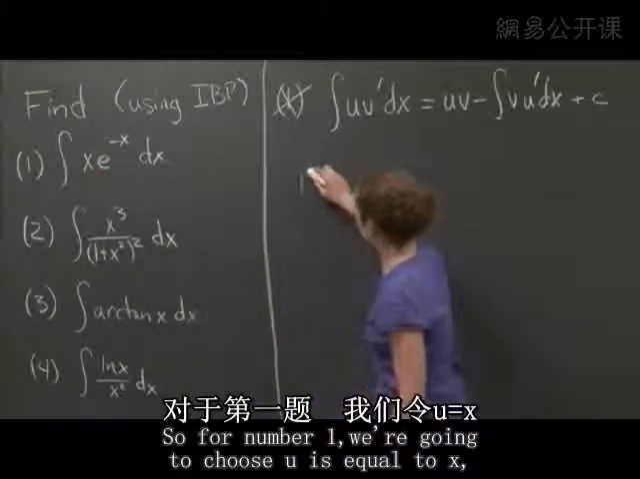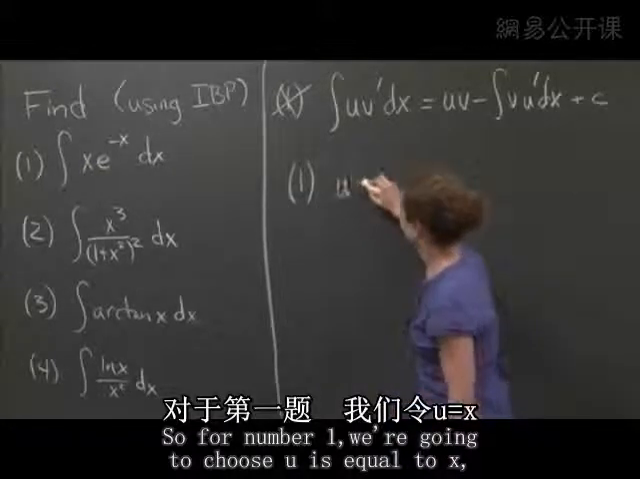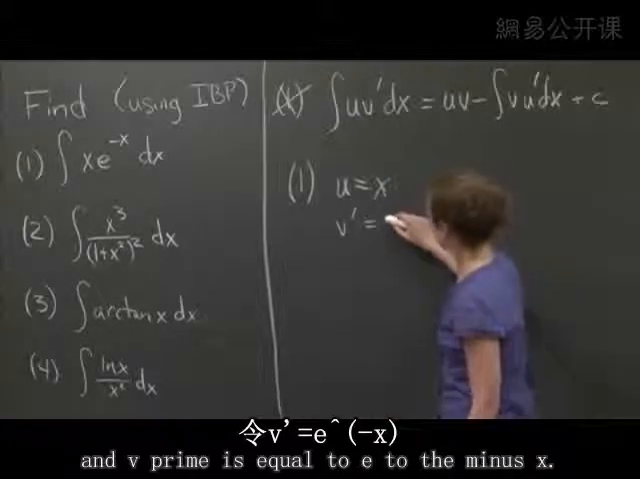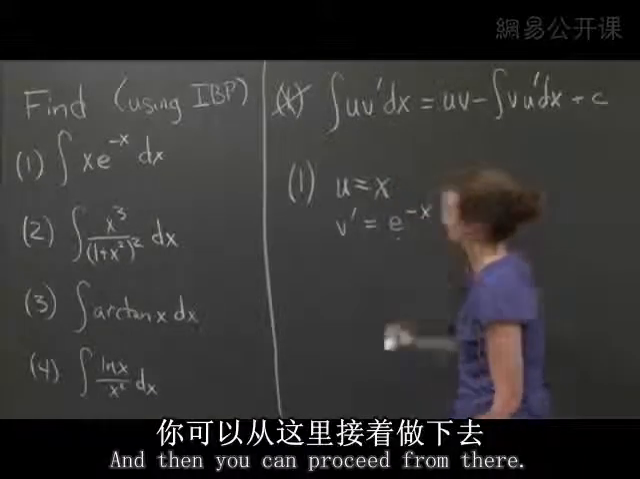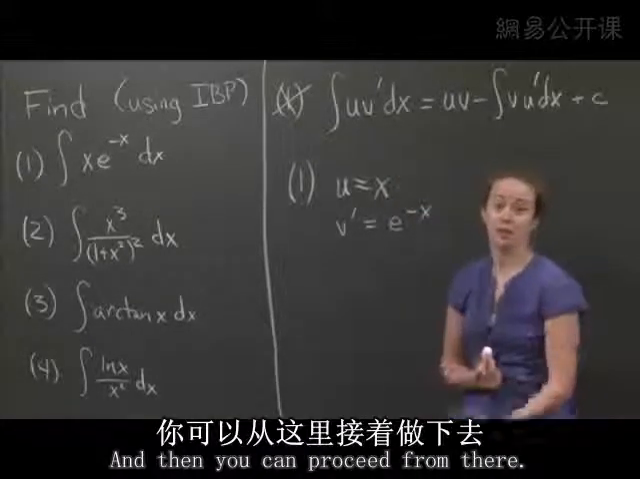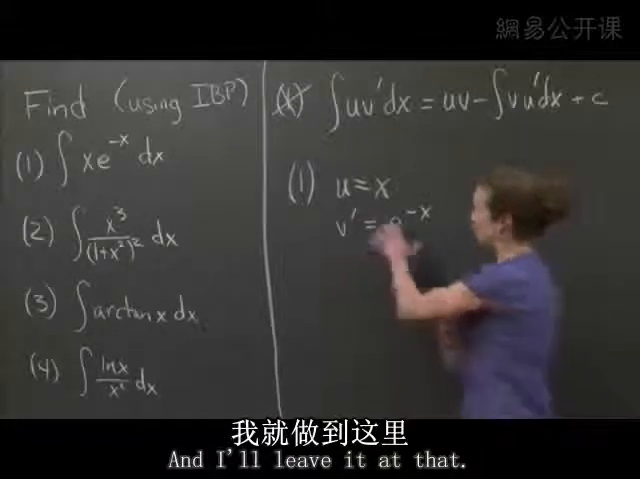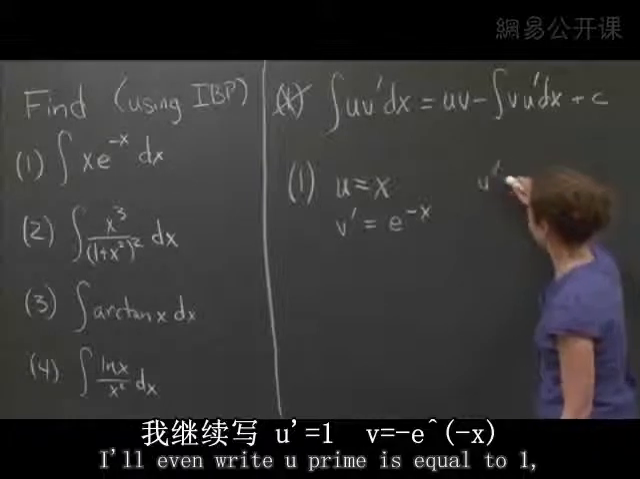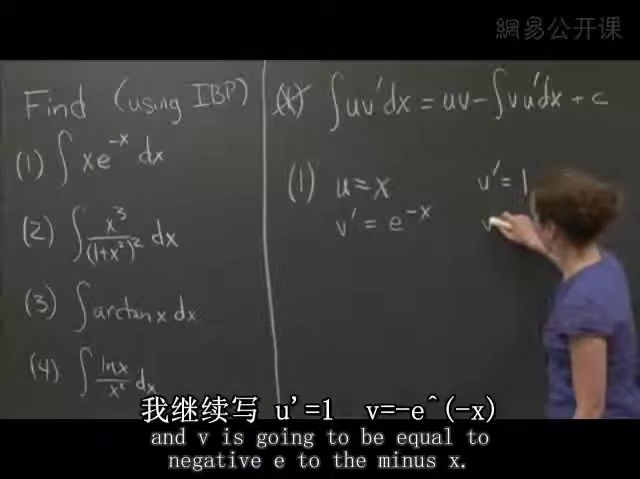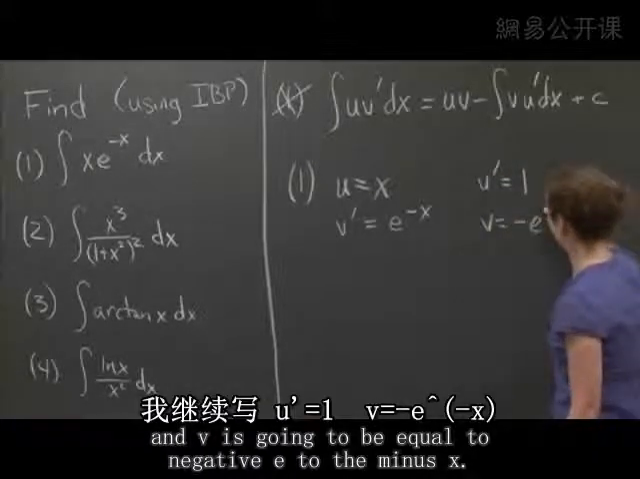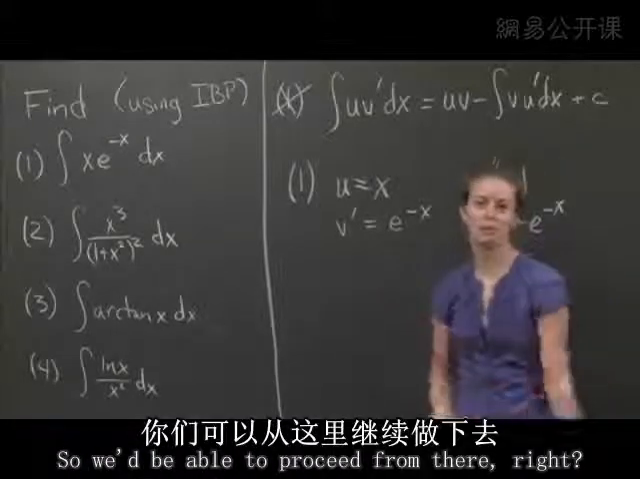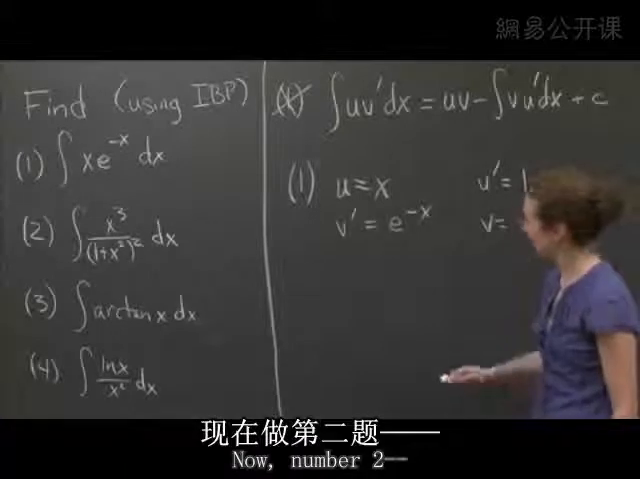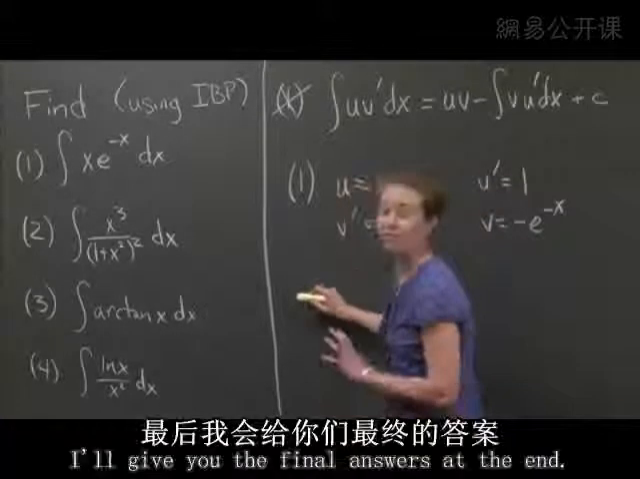So for number 1, we're going to choose u is equal to x, and v prime is equal to e to the minus x. And then you can proceed from there. And I'll leave it at that. Well, actually, just to make sure we're OK, I'll even write u prime is equal to 1, and v is going to be equal to negative e to the minus x. So we'd be able to proceed from there, right? We have all the pieces we need. Now, number 2, I'll give you the final answers at the end.